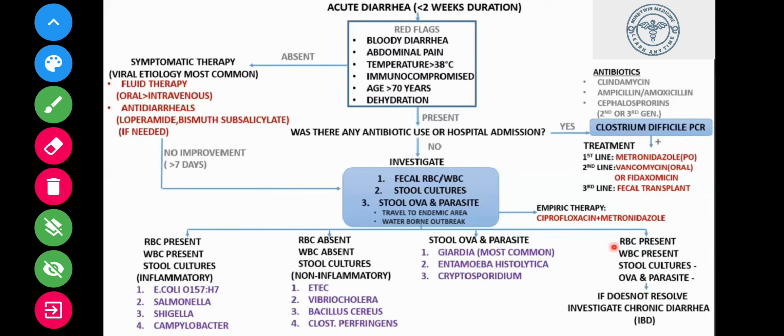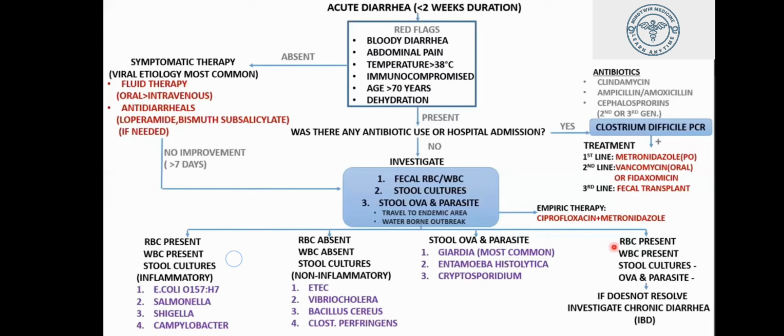First, if there is a presence of RBC, WBC in the stool, and also the stool culture shows inflammation, okay, inflammation for E. coli, that is the type O157:H7, and there could be a chance of having Salmonella, Shigella, Campylobacter. These are the bacteria present, so that is the one.